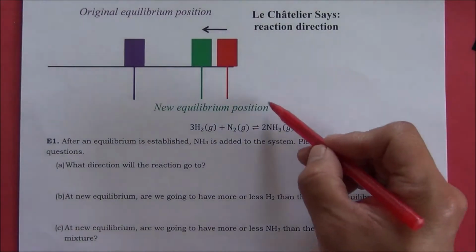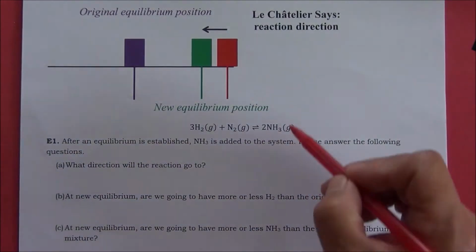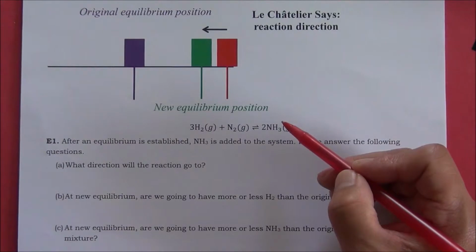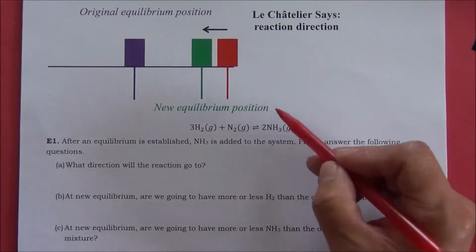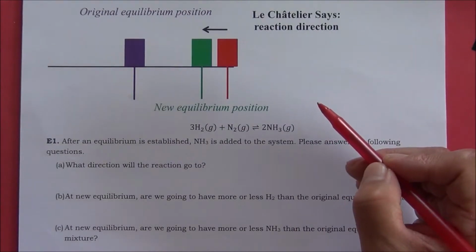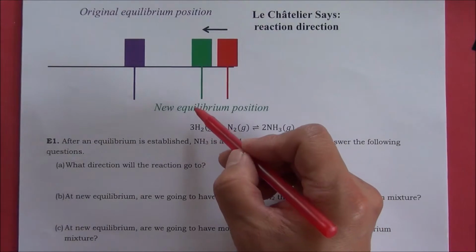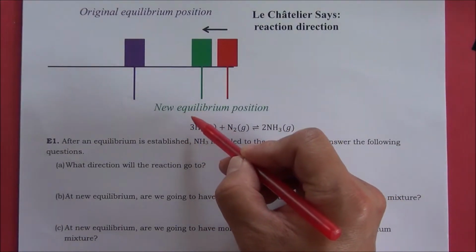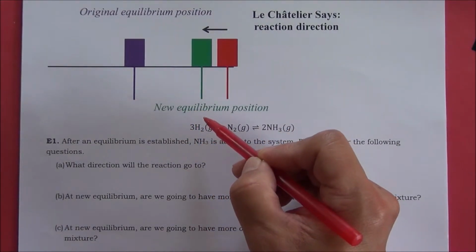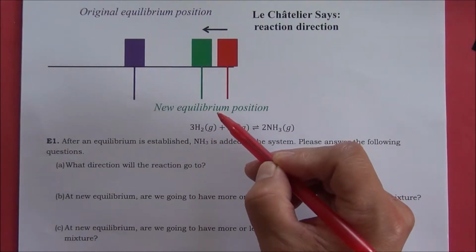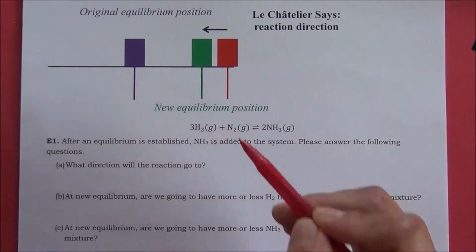Since we added ammonia to the system, the concentration of ammonia should increase. The principle says the reaction will try to minimize the increase of ammonia. Therefore, the reaction should go to the left. If the reaction goes to the left, the concentration of hydrogen will increase. Therefore, we should have more hydrogen in the new equilibrium mixture than the original equilibrium mixture.